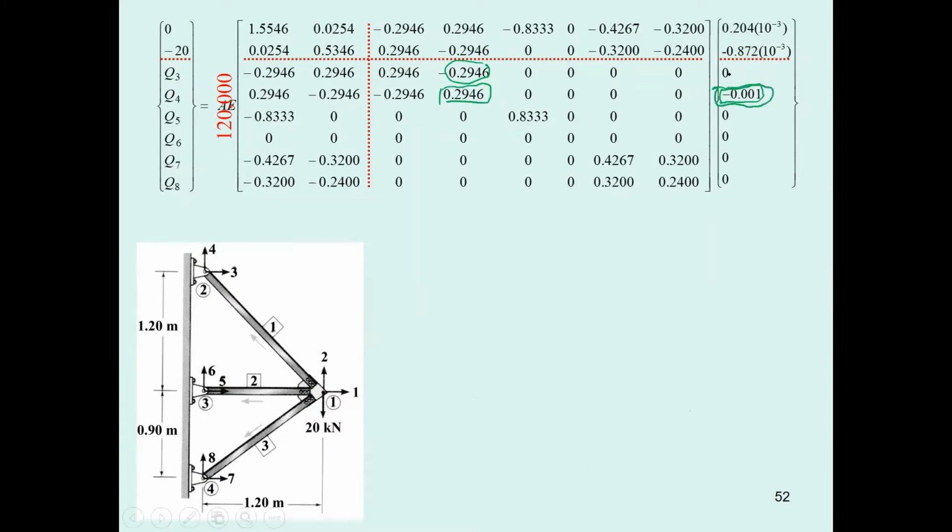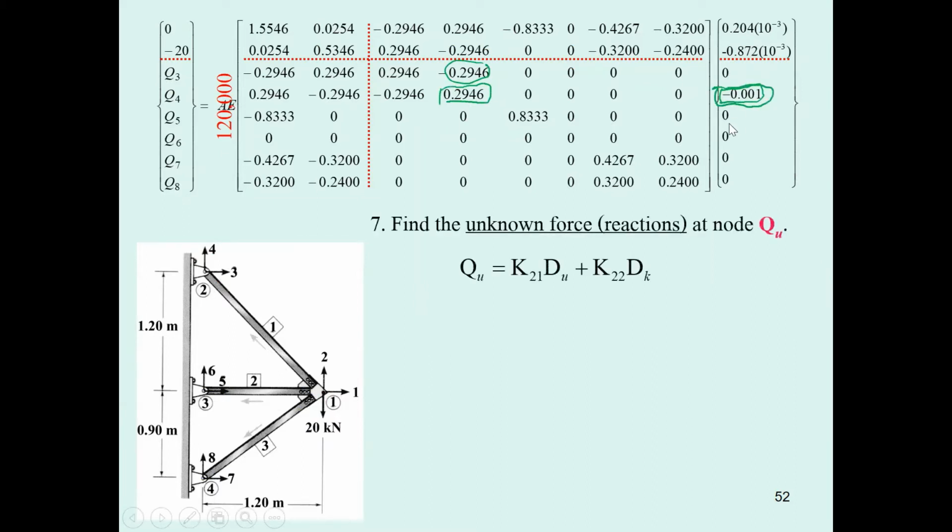and the other is going to be 0. Based on this, this portion is going to be what? Going to be the number. The first one, this one times 0. And the second one, this one minus 0.2946. And then times minus 0.001. And then times this one, 120,000. That is the first one.